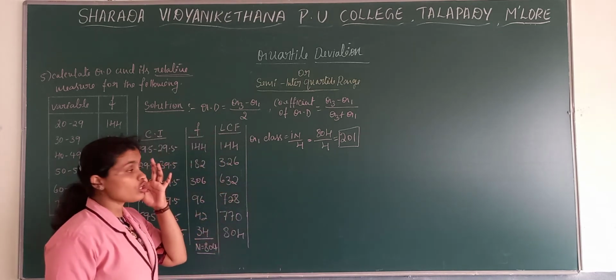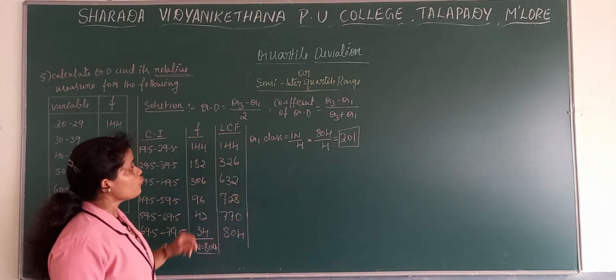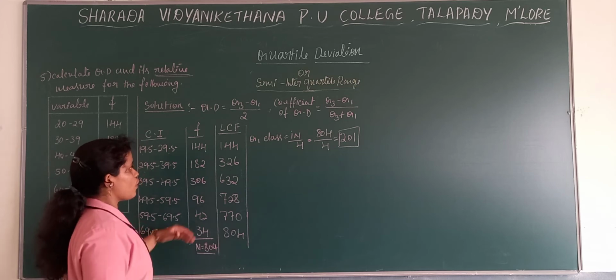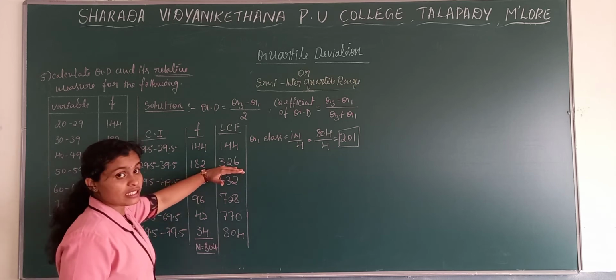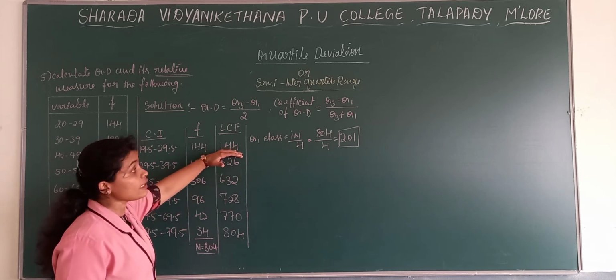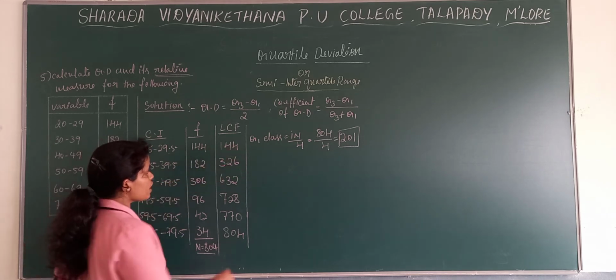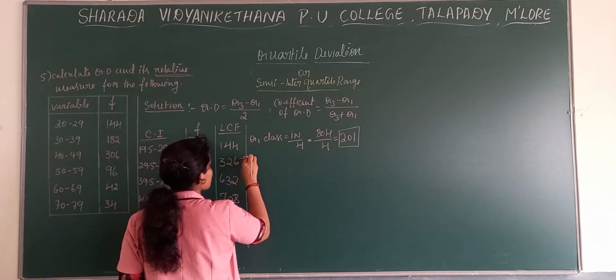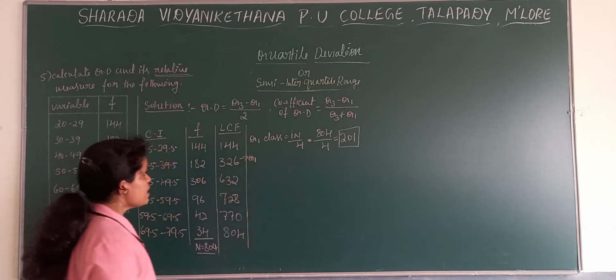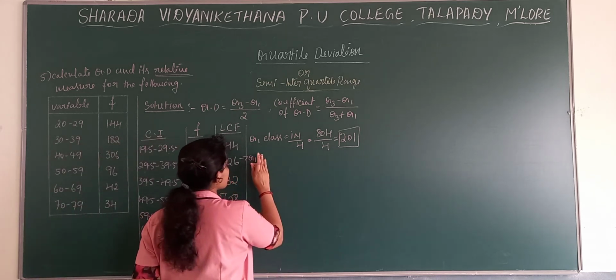Now see that 201 in the LCM, where that particular value will fall. That value will fall under 326. It is smaller than 326, so it will fall here. So this is your Q1 class. Next you find out their Q3 class.